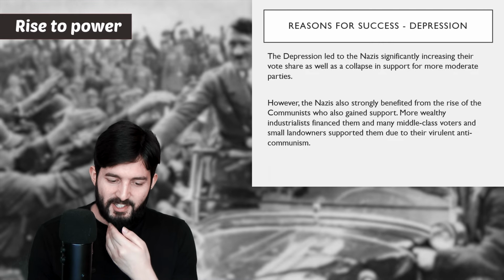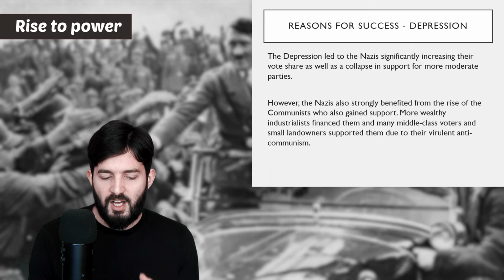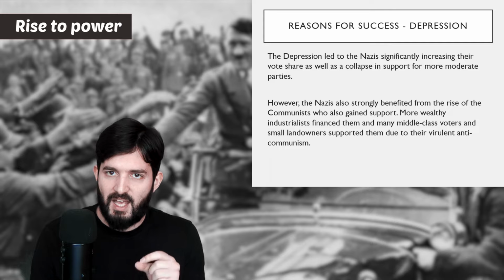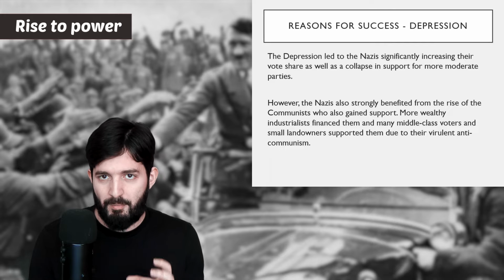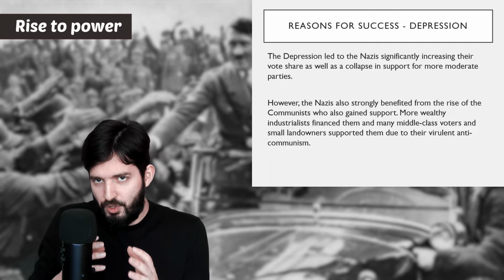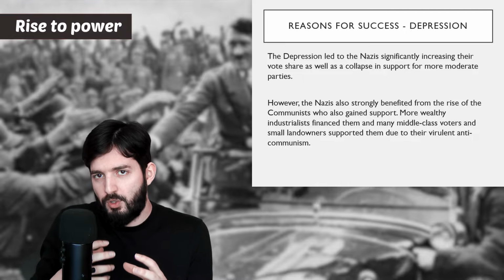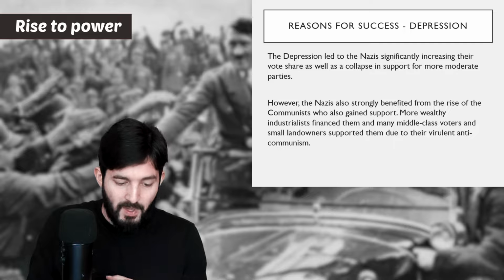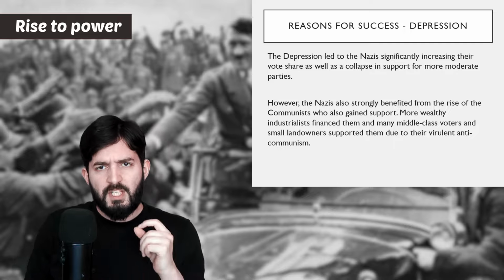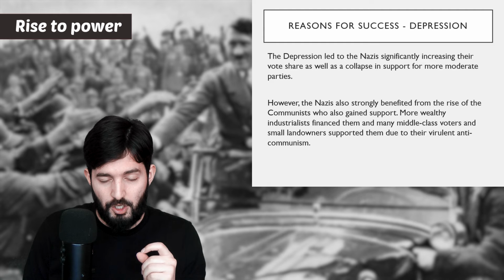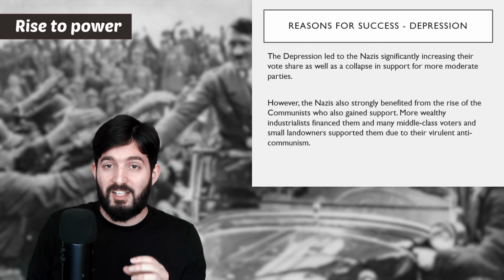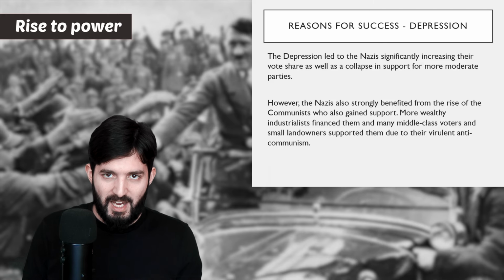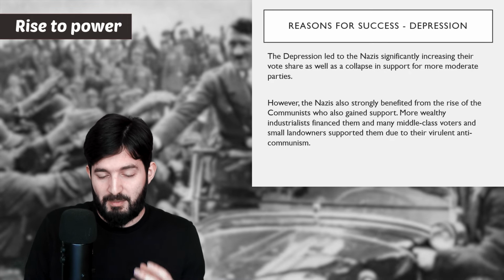So as a consequence, the Depression directly leads to the Nazis significantly increasing their vote share, as well as a collapse in the support for more moderate parties. So very simply, all the factors that I've talked about, you can explain how those helped to make the Nazi Party more popular and help them gain support. Additionally, the Depression has a second really important consequence and impact, which benefits the Nazis disproportionately. Not everybody is backing the Nazis because of their support for Nazi policies.